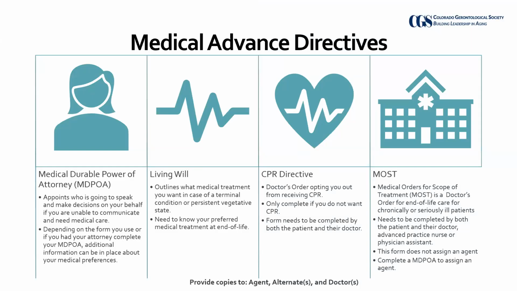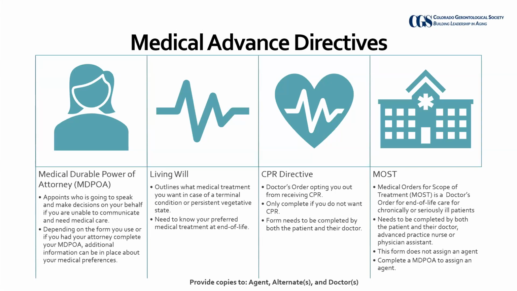So what you see now are the most common advanced directives. However, I'm going to go through 8 different ones with you today in the medical arena. So the first one, and I would say one of the most important ones, is the medical durable power of attorney. The medical durable power of attorney appoints who is going to speak on your behalf if you're not able to communicate and you need medical care, whether it's a medical crisis or you had a car accident, which any of us could have at any point in our life, and we're not able to communicate our needs. Someone would be able to communicate for us if we have a medical durable power of attorney.